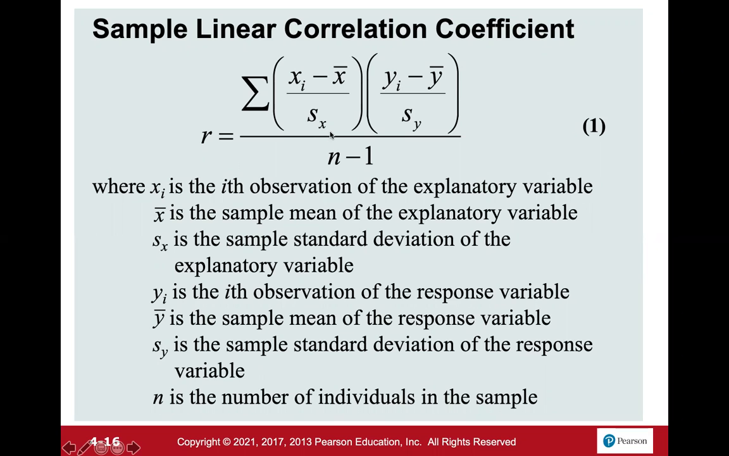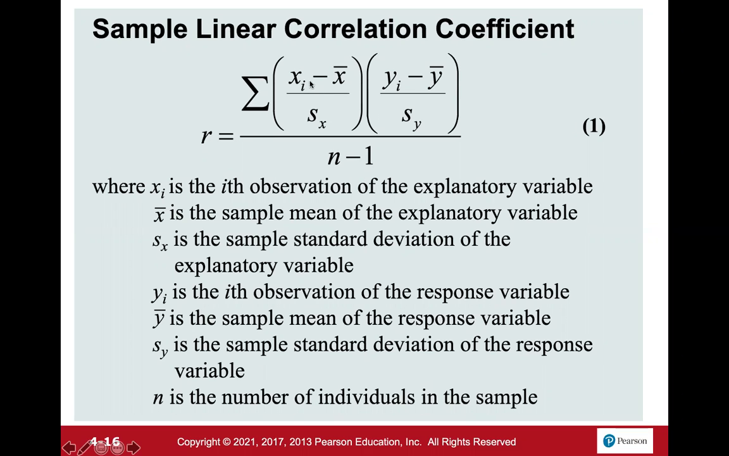S sub X is going to be the standard deviation of the X variable, or the explanatory variable. Same thing over here. Y sub i is going to be all of the Y values minus Y bar, which is going to be the mean of the response variables. S sub Y is going to be the standard deviation of the response variable. Since there's the exact same number of explanatory variables and response variables, both of them are going to be represented by n. And once we take the product of those two numbers, we're going to take the sum of all of those products and then divide it by n minus 1.